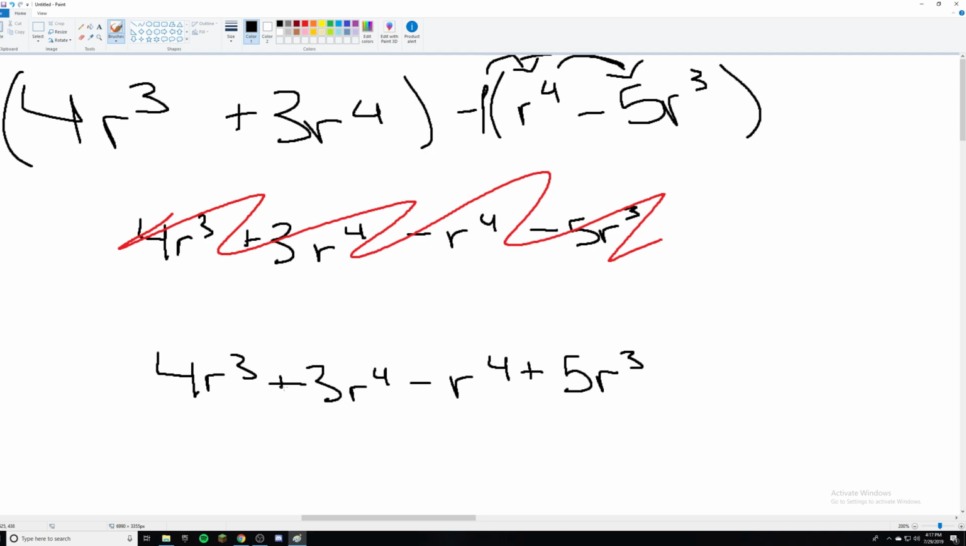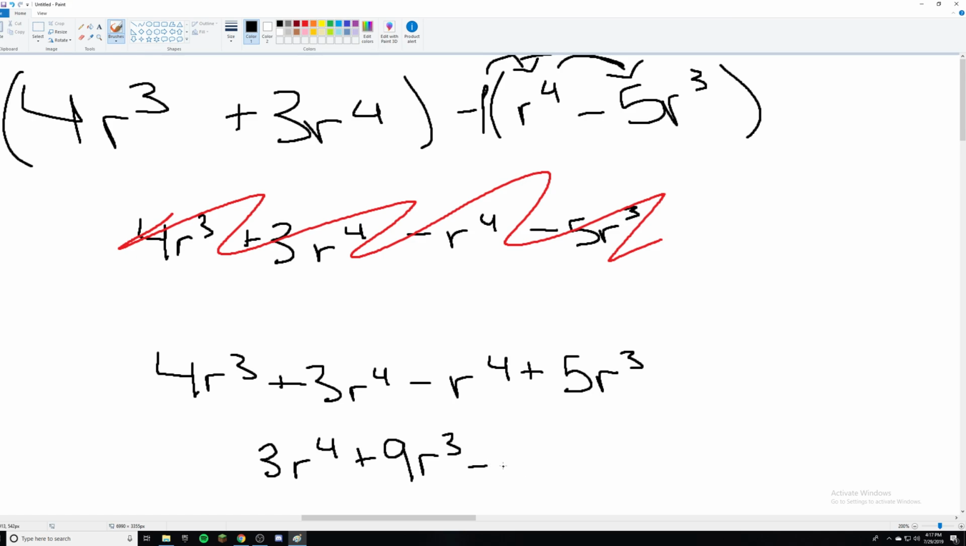So there's no like term for the 3r to the 4th, so we have 3r to the 4th. 4r cubed plus 5r cubed equals positive 9r cubed.